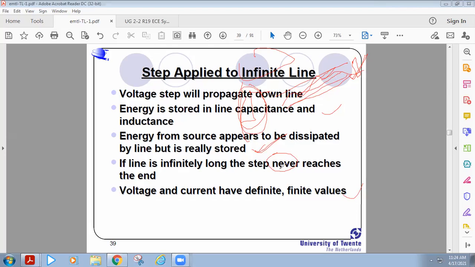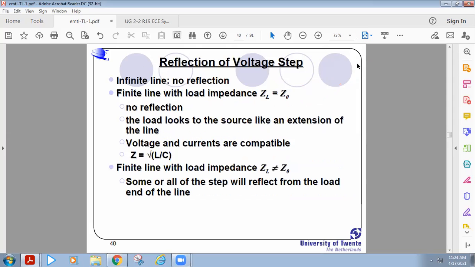What are the reactions performed by the transmission line? Now come to the main concept: reflection of voltage step. When the line is said to be infinite, it means that it has infinite length.